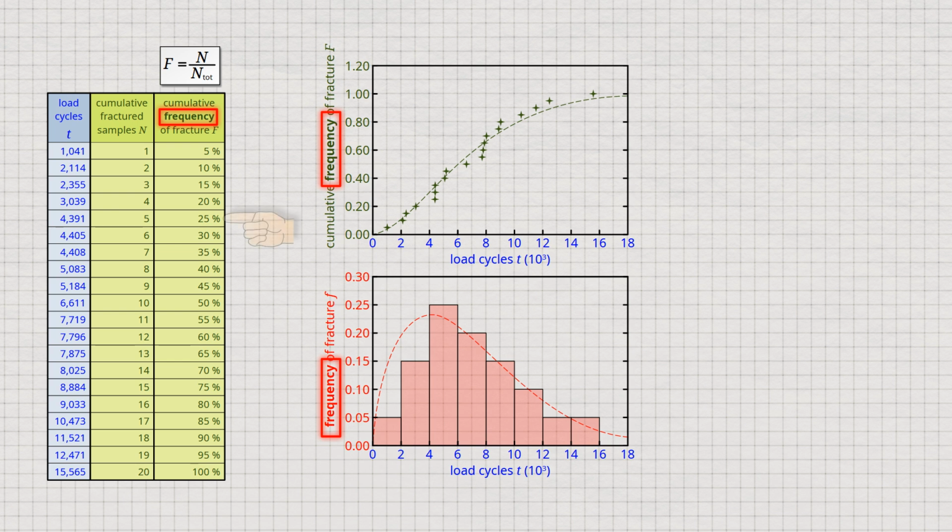For example, if 25% of the samples are fractured after 4,391 load cycles, this means that 25 samples out of a total of 100 samples will fail. Therefore, if a sample is randomly selected from a total of 100 samples, the probability that this specimen will fail within 4,391 load cycles is 25%, since statistically 1 out of 4 samples will have failed by that time. The relative frequency of failure can therefore be directly interpreted as the probability of failure.